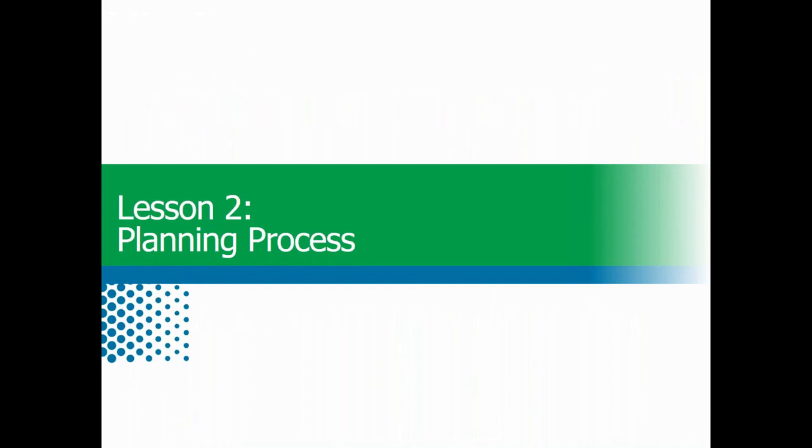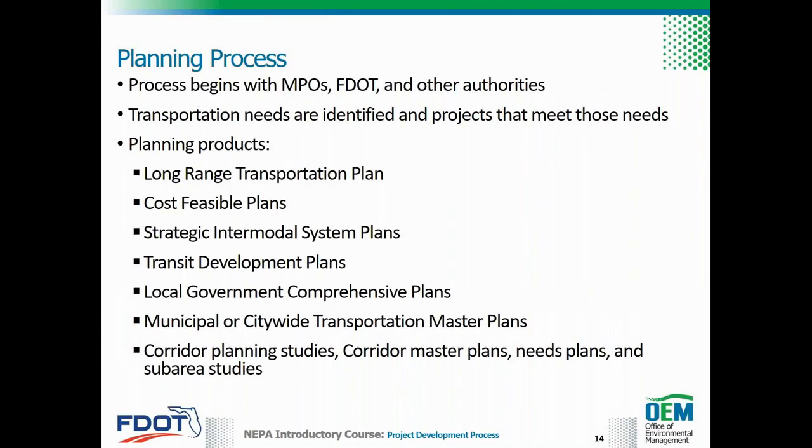In Lesson 2, we will describe the planning phase in more detail. The planning process begins when metropolitan planning organizations, FDOT, and other authorities identify transportation needs and projects that meet those needs. The following planning products assist in documenting transportation needs: Long-Range Transportation Plan, or LRTP, Cost-Feasible Plans, Strategic Intermodal System Plans, Transit Development Plans, Local Government Comprehensive Plans, Municipal or Citywide Transportation Master Plans, Corridor Planning Studies, Corridor Master Plans, Needs Plans, and Sub-Area Studies.